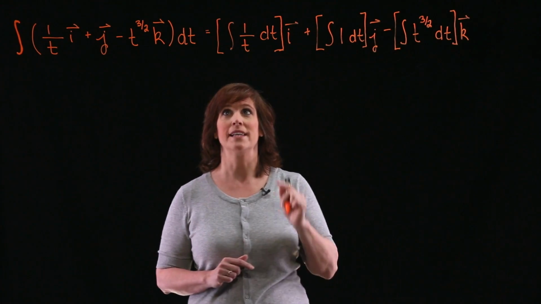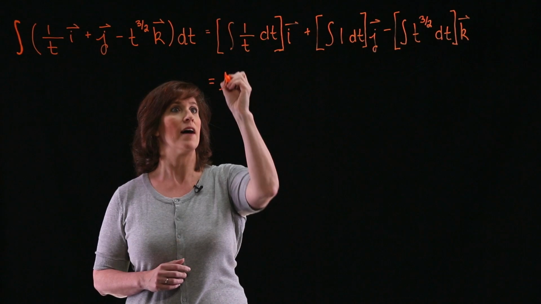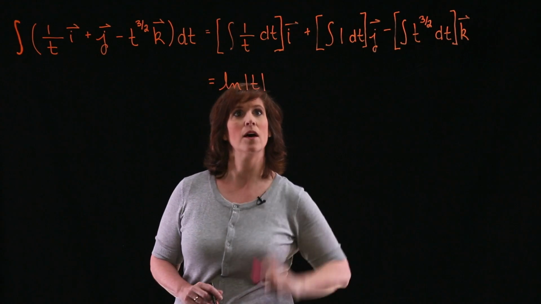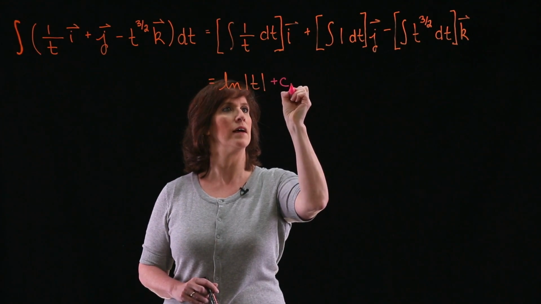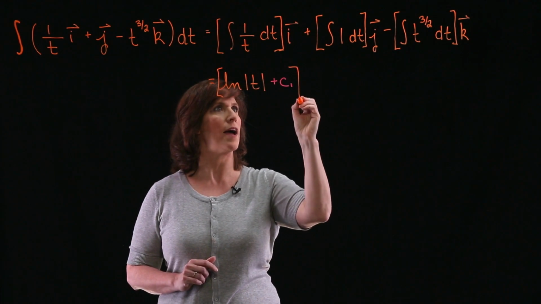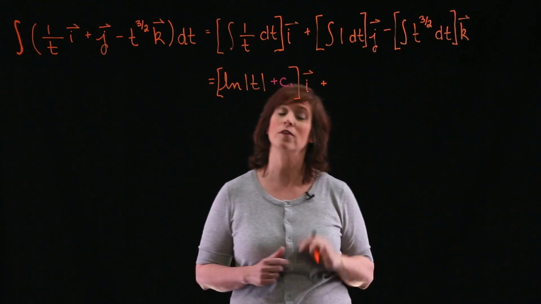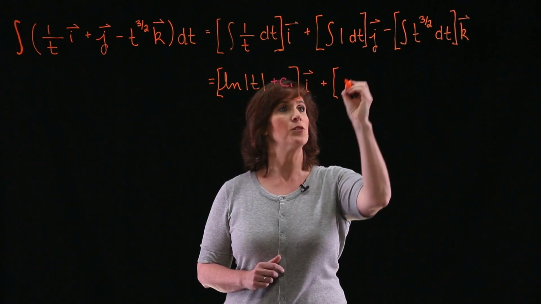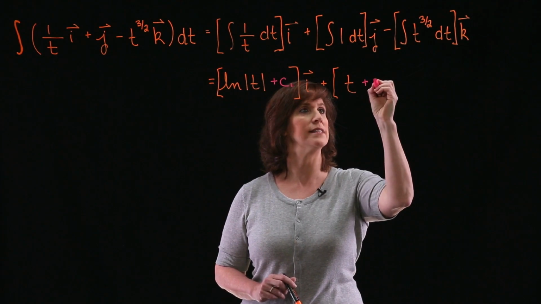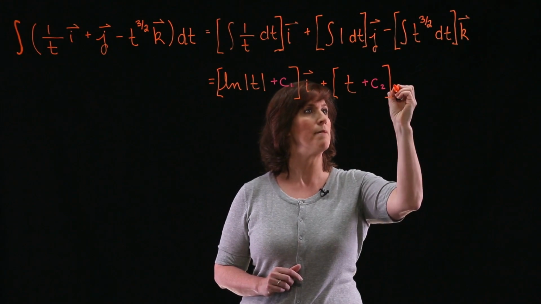Okay, now looking at these one at a time, I have the integral of 1 over t dt. We know that that's the natural log of the absolute value of t plus a constant. We're going to call that c1. And we'll multiply our result by vector i. Moving on, we have the integral of 1 dt. That's going to be t. And again, we have a constant of integration. We'll call it c2. And we multiply that result by my vector j.